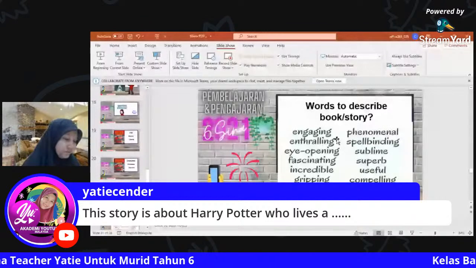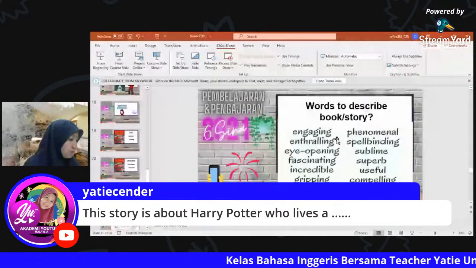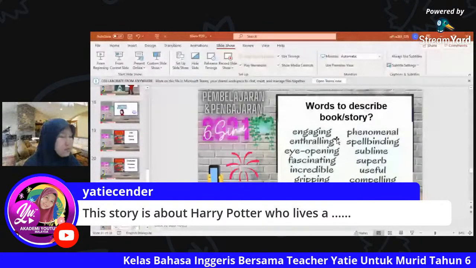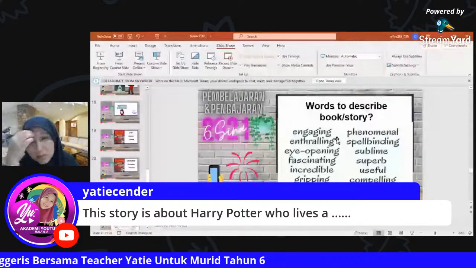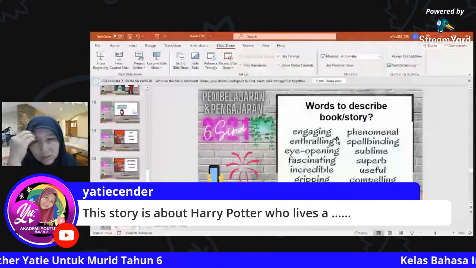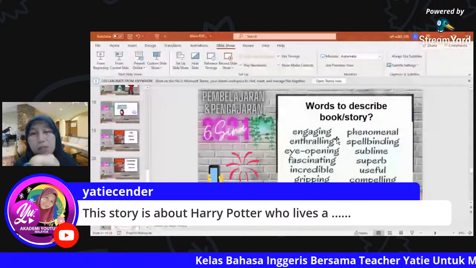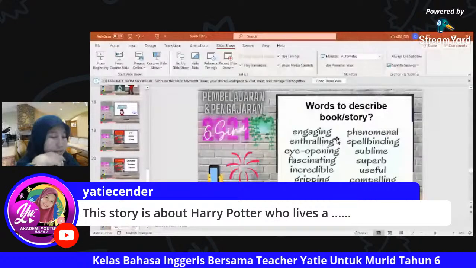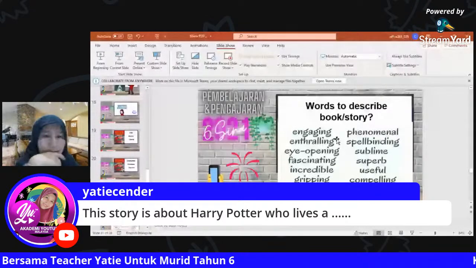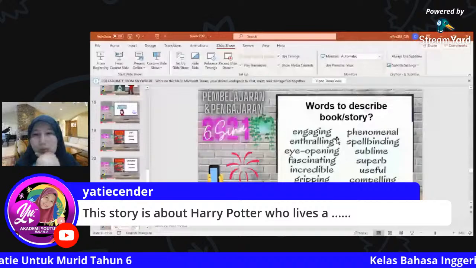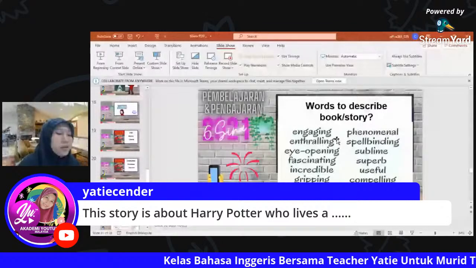So they are engaging. Those words are adjectives, words to describe the book. Enthralling, eye-opening, fascinating, incredible, gripping, phenomenal, spellbinding, sublime, superb, useful, compelling. So what words describe this story of Harry Potter? So I like the book because it is engaging.